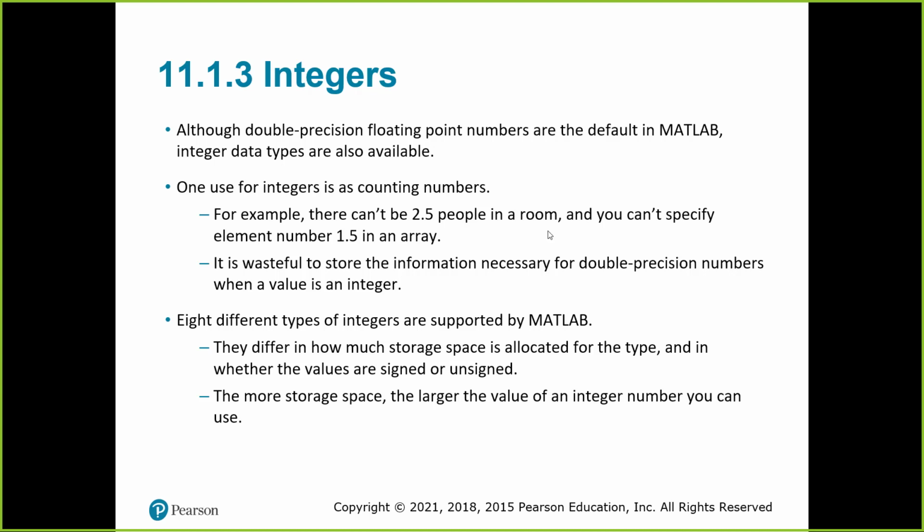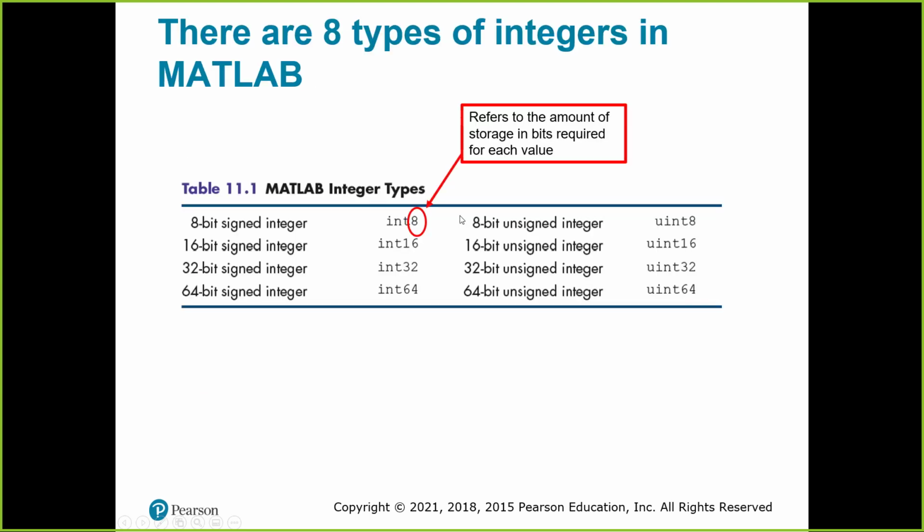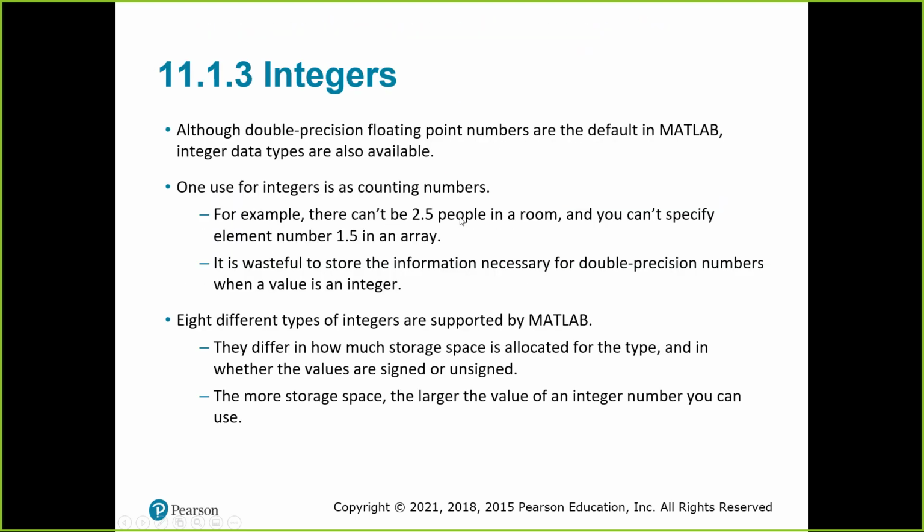Okay. So the next integer numeric data type is integers. Let's see what it says here. It says all the double precision floating point numbers are the default, integer data types are also available. You can use integers for counting. Obviously, like I say, you can't have 2.5 people in a room. You can't find element number 1.5 in an array.